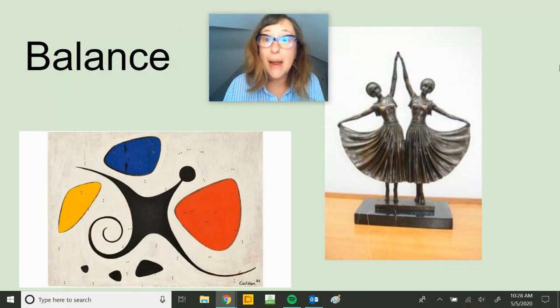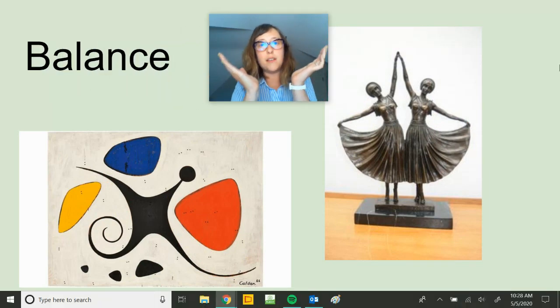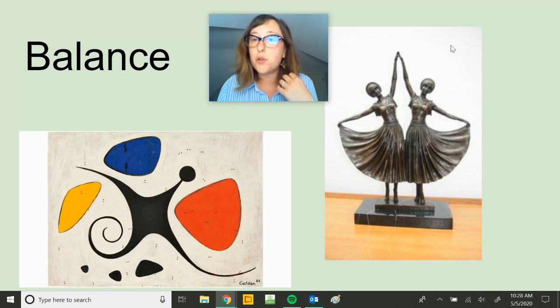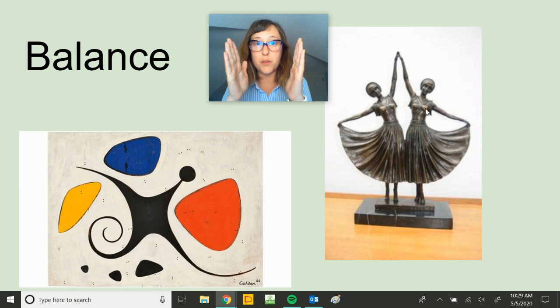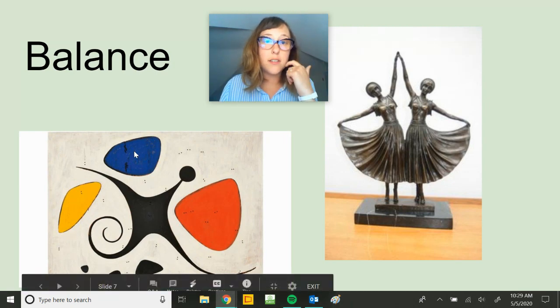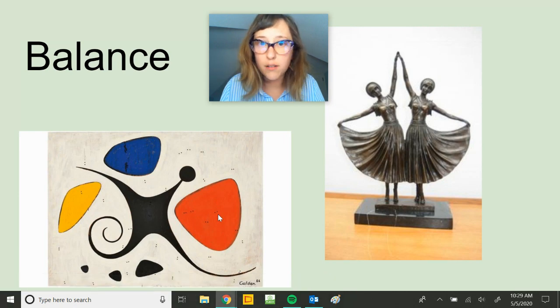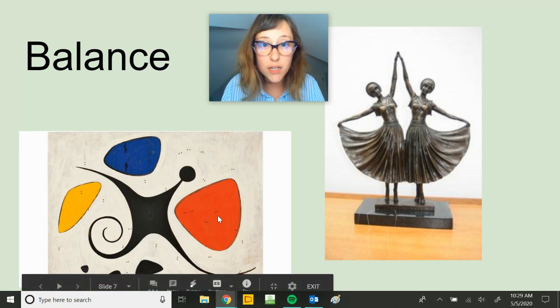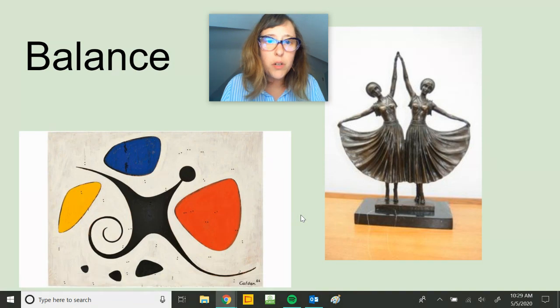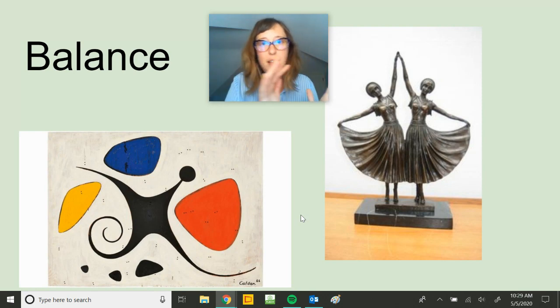Next is balance. Balance is about things being equal. The sculpture of the ballerinas almost looks like a mirror image, the same on both sides. This painting is balanced, however. Let's pretend that this red shape were gone. Let's just erase it and that spot were white. If that happened, it would look kind of empty. That whole spot would be sort of empty where the other side would look really heavy. But because everything has a certain spot, it looks balanced.